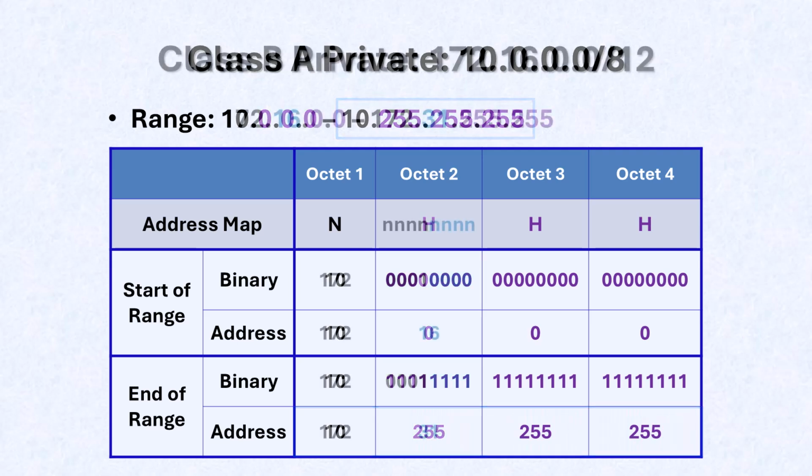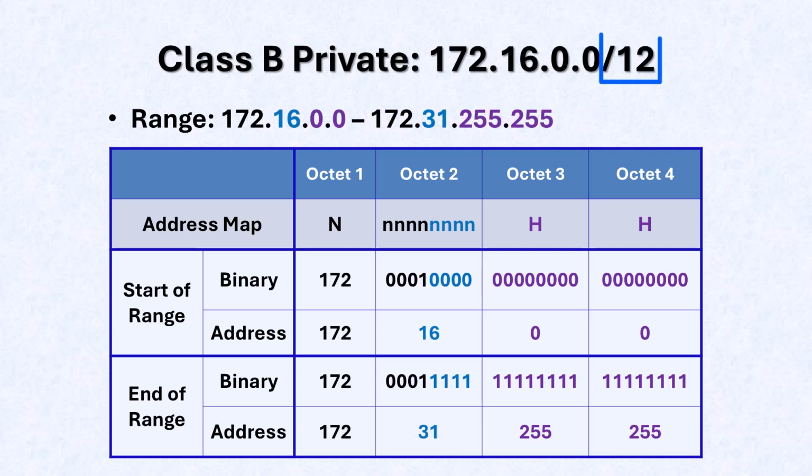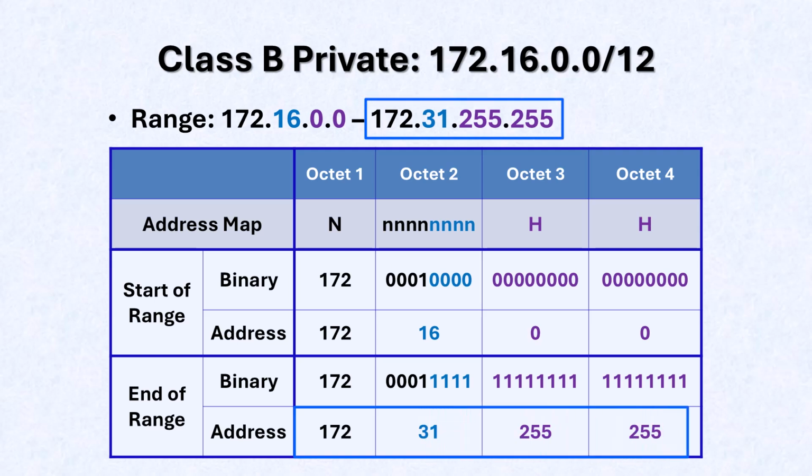For Class B addresses, since a /12 is specified, this means the first 12 bits are fixed and frozen. They cannot be modified. To get the beginning of the range, leave the first 12 bits intact and set the remaining 20 bits to 0. This gives 172.16.0.0. To get the end of the range, again, leave the first 12 bits intact and set the remaining 20 bits to 1. This gives 172.31.255.255.